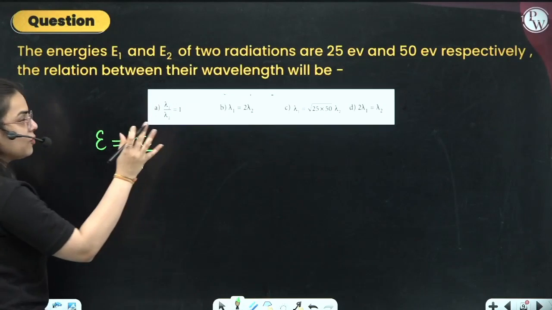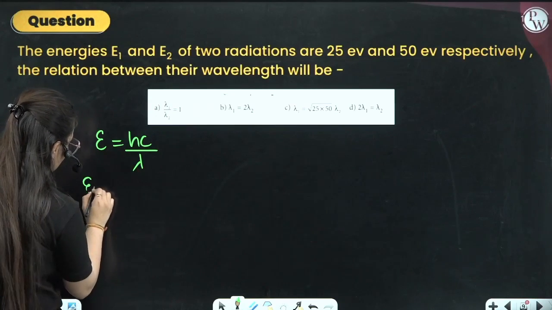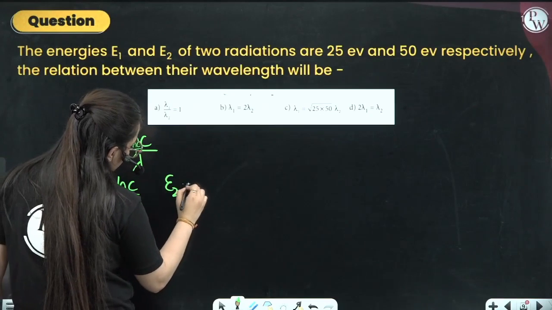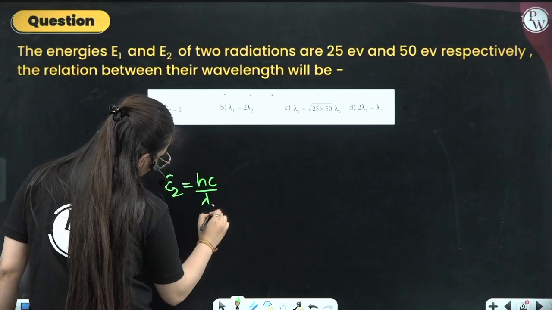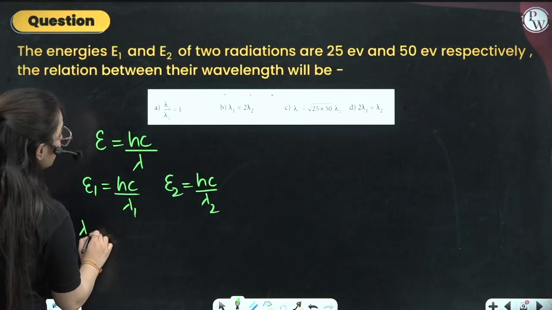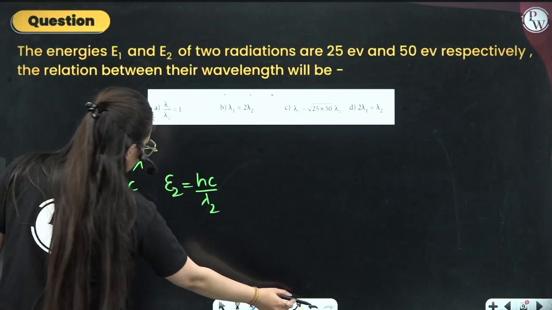So, here we have been provided with two energy levels. That means I can write E1 is equals to hc by lambda 1 and E2 is equivalent to hc by lambda 2. Yes? Now, let us write the given values. Sorry, they have given us E1 and E2 value.